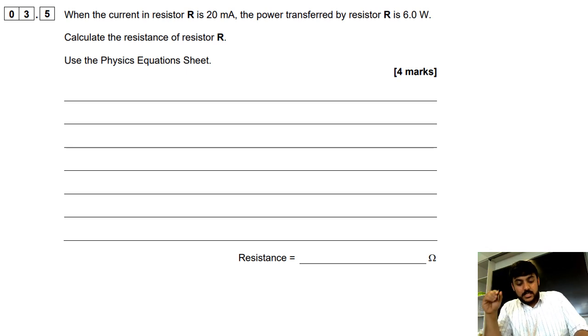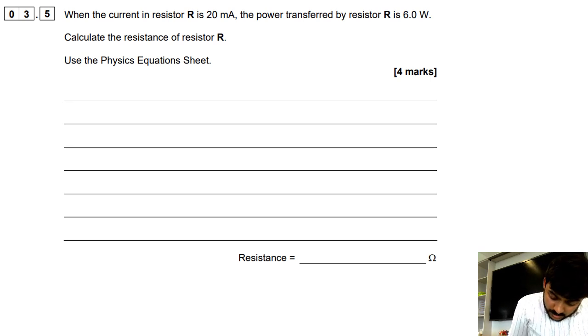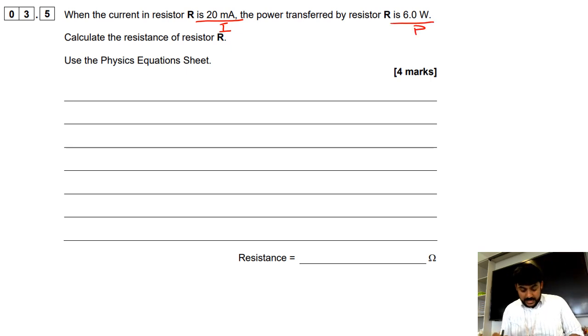When the current in the resistor R is 20 milliamps, the power transferred by the resistor R is 6 watts. Calculate the resistance of the resistor R. I'm just going to remind myself of all the things that I have. When the current is that, the power is that, it asks for resistance. The equation that links P, I, and R is power is equal to I squared R.